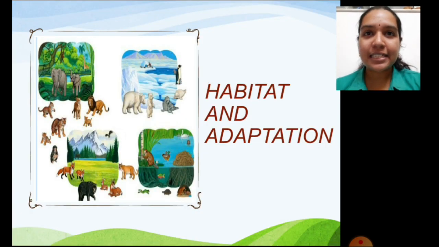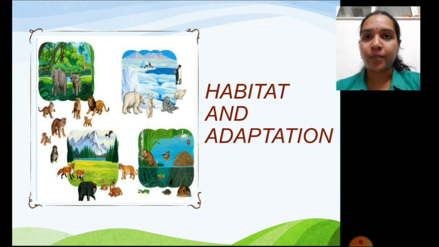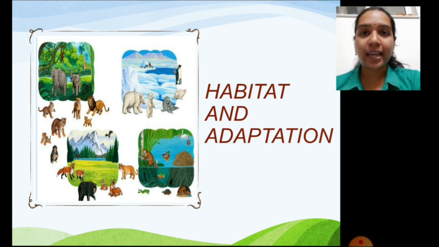Today in this chapter, let us learn the concept of habitat and adaptation. Like we discussed earlier, habitat is the place where living organisms live and grow. Adaptations of living organisms are the characteristics they develop to adjust to that habitat in which they live in.